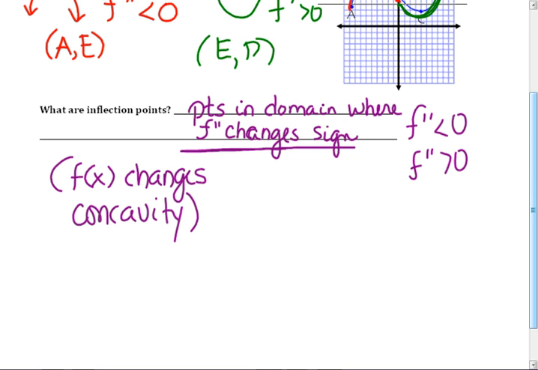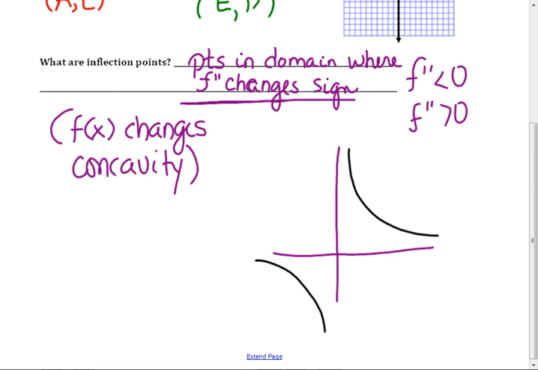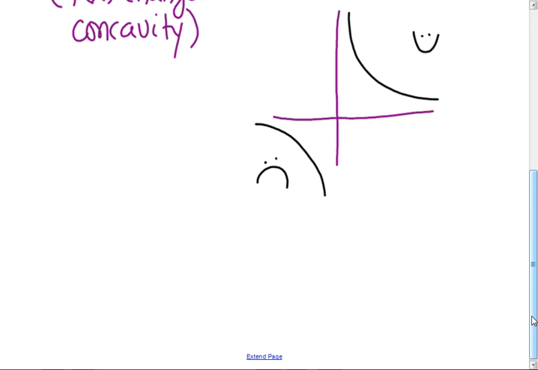Okay? So one of the questions is, what about the graph 1 over x? Remember what that looks like? 1 over x looks like this. Is the concavity different? This is concave up, right? And the other side is concave down. Is there an inflection point? No, because x can't be 0. It's not on the graph. Concavity changes, but I don't have an inflection point. It's tricky.